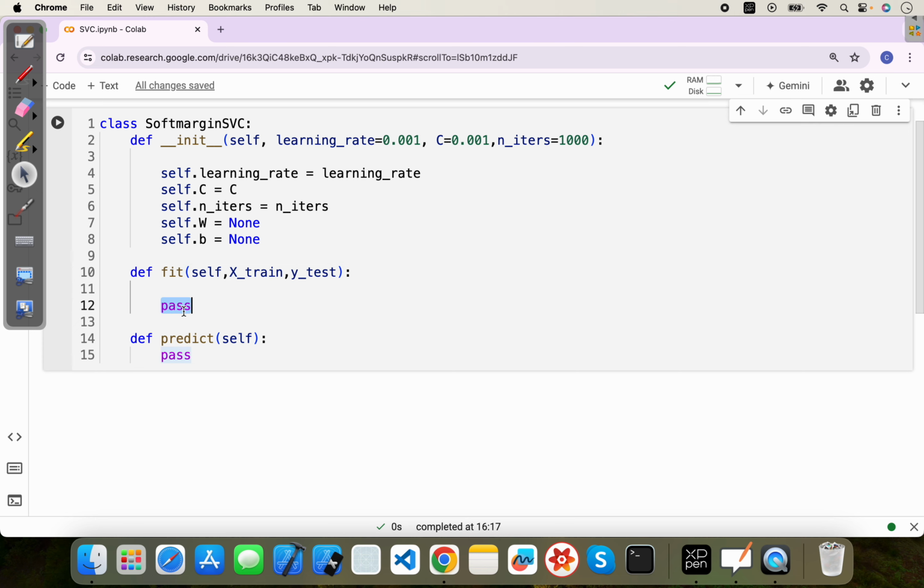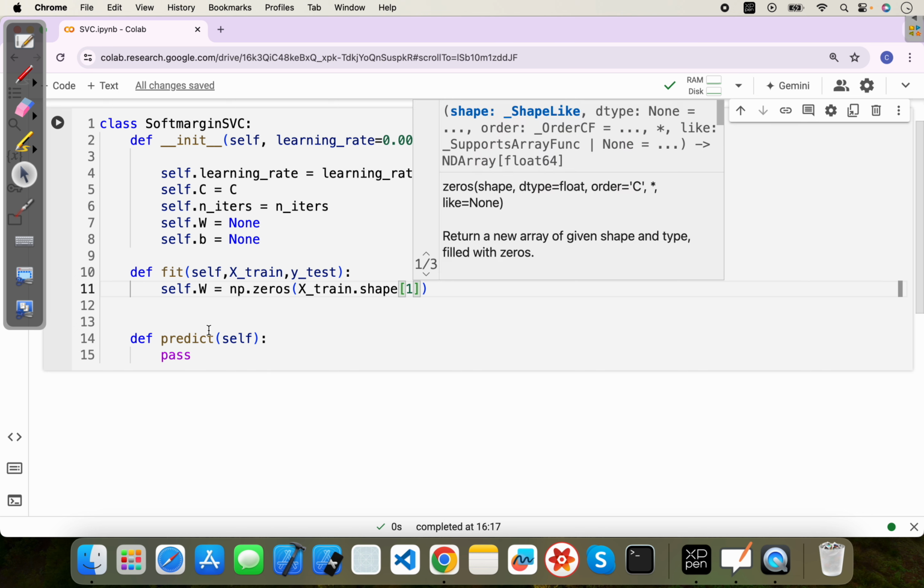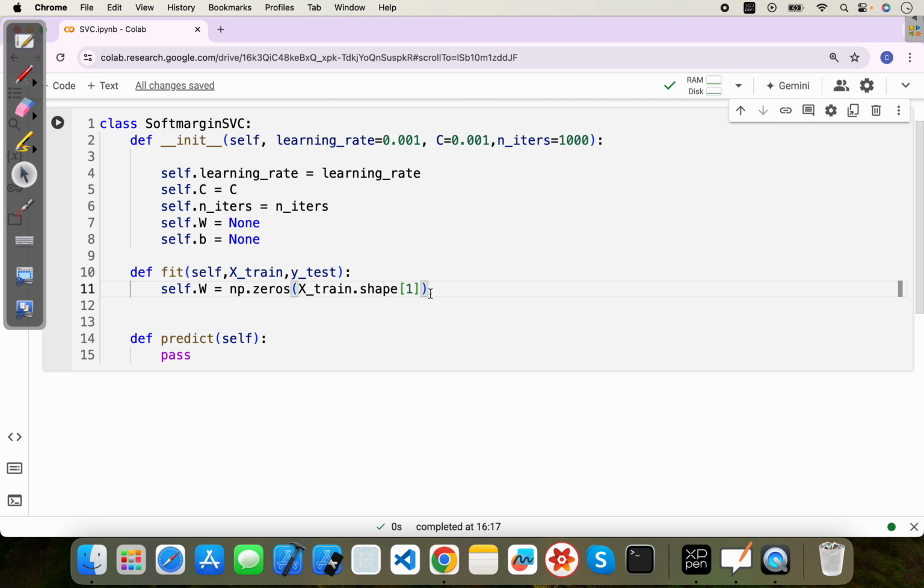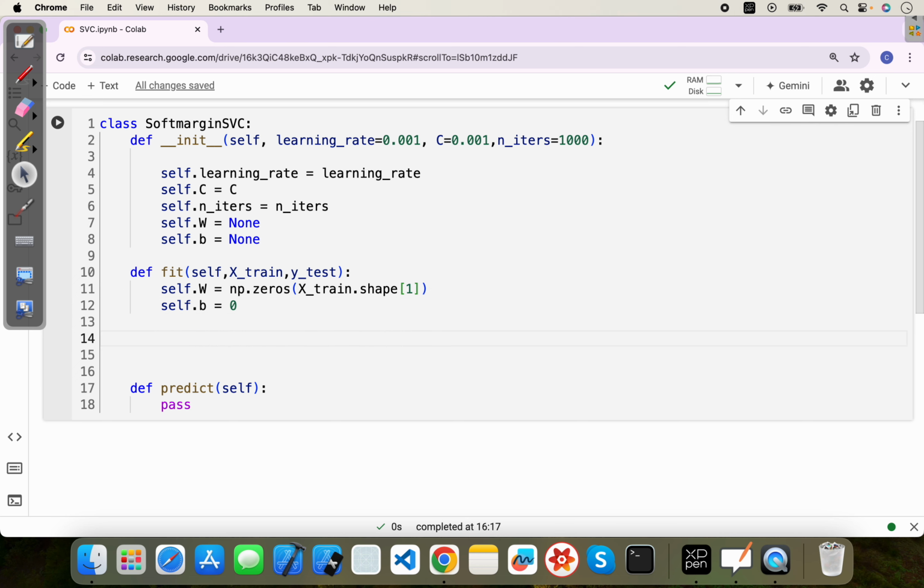Okay, so first we need to initialize our weight, right? Self.w will be initialized with zeros, with shape of x_train.shape[1]. So the number of columns in x_train would be our number of features, right? And the weight should be the same shape. Let's set self.b equal to 0, right? Now we will perform stochastic gradient descent here.